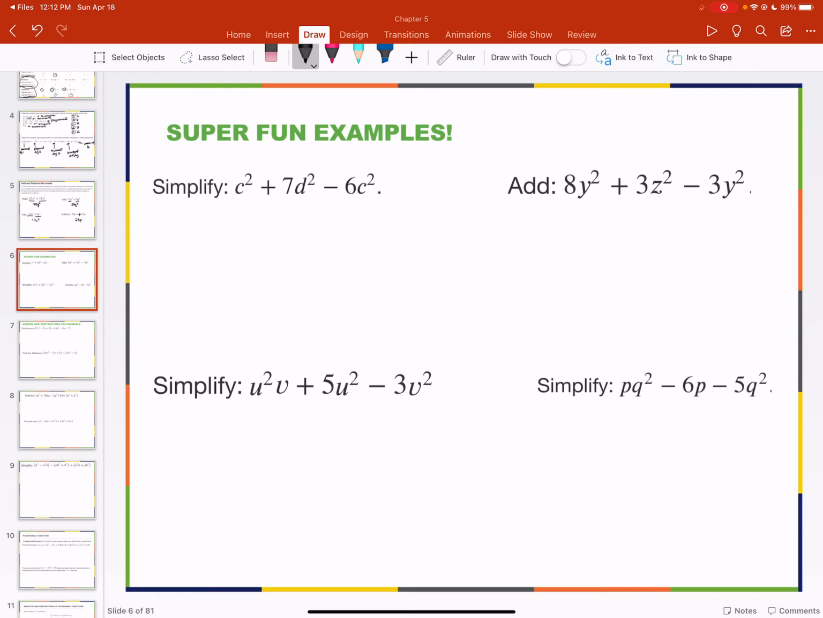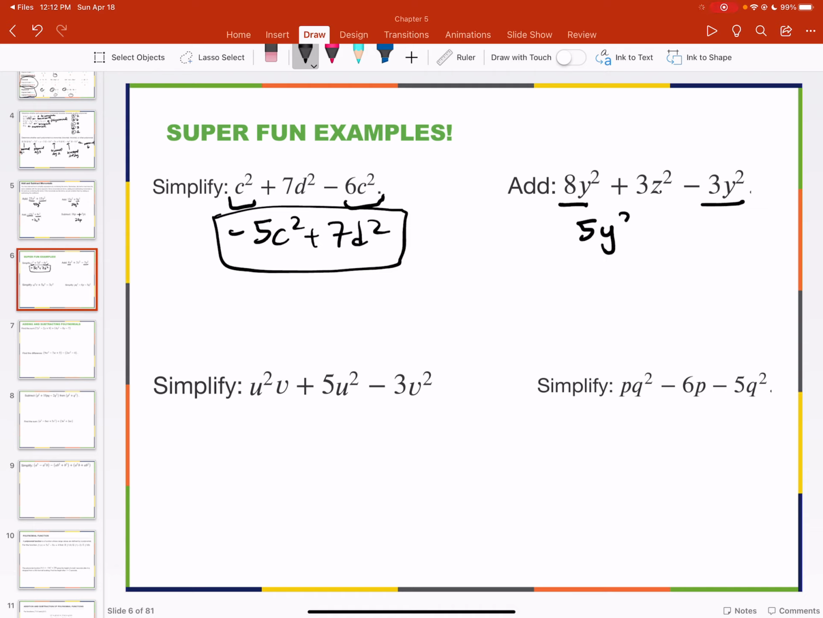Okay, so let's simplify. Another thing you can think of here is you can only combine like terms, right? So I can only combine the ones that have a c squared. So this would be negative 5c squared plus 7d squared, and that's it. I can't do any more than that, so you leave it as is. Here I have 8y squared minus 3y squared, that's 5y squared, plus 3z squared, and we're done because I can't combine those two. One has a y and one has a z.